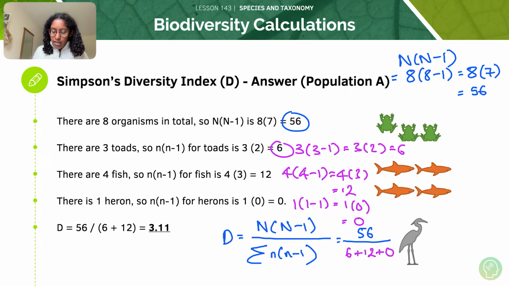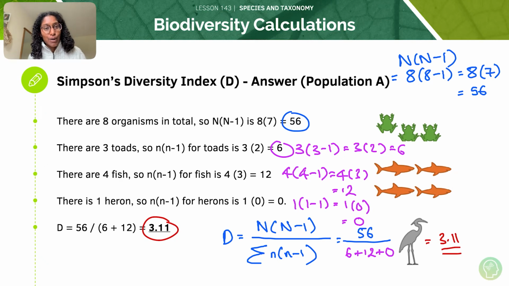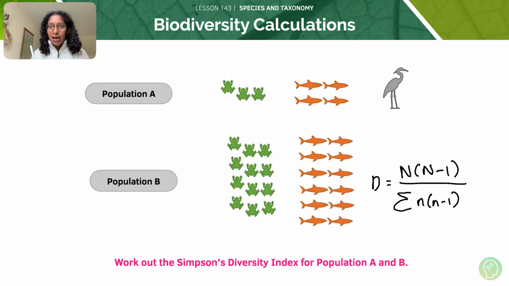And what is that equal to? So if you plug it into your calculator, that is equal to 3.11. Okay, so I hope you got that answer. And don't worry if you didn't, because we've got another example to work through, and hopefully that will help it make a little bit more sense. So I'm going to give you another opportunity now to calculate the diversity index for population B. So please pause the video and have a go, and I'll go over it in a few seconds.